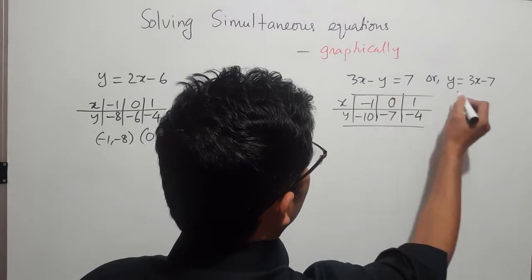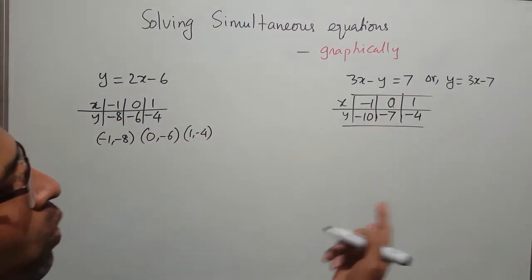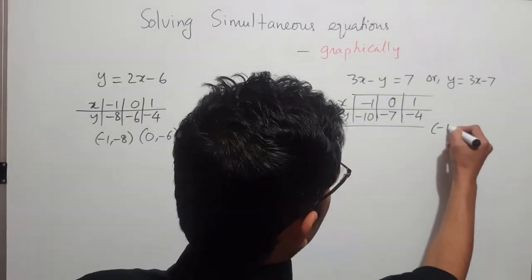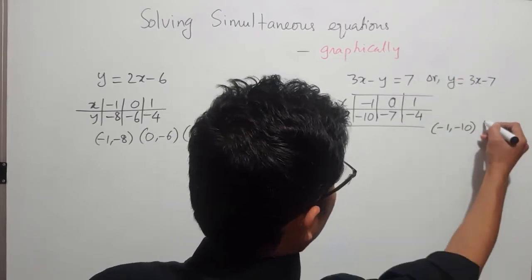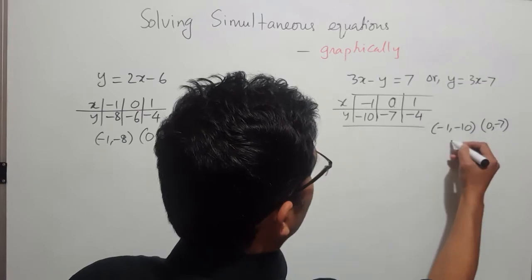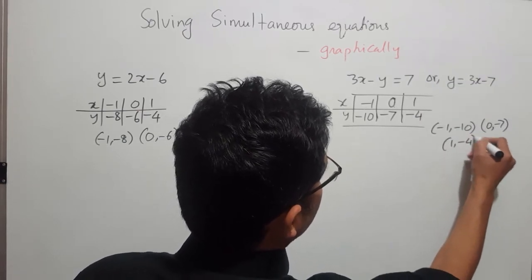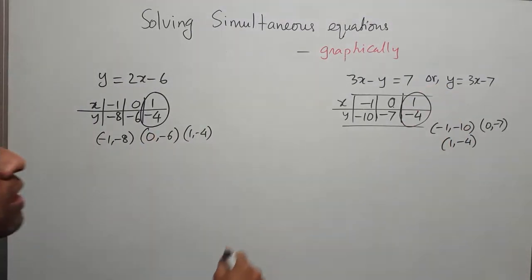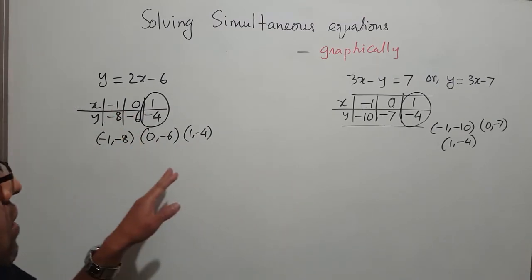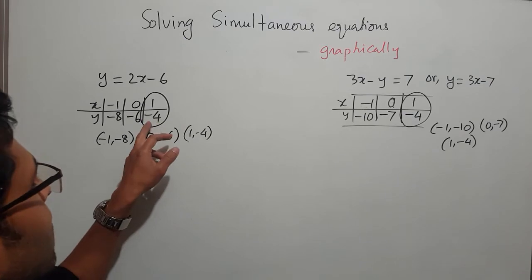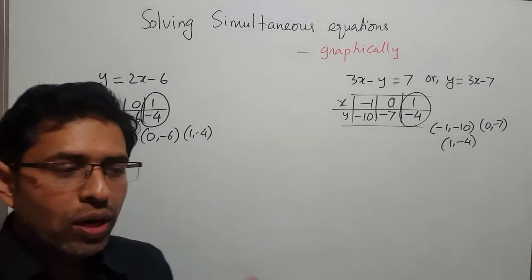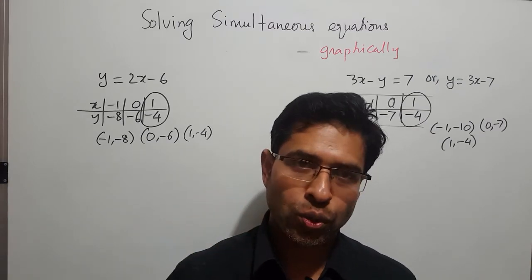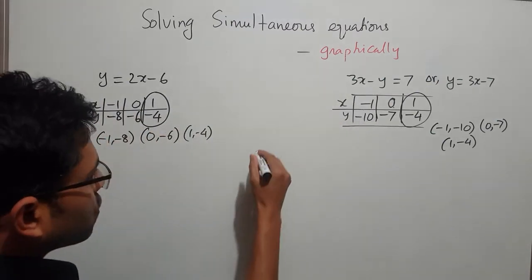Okay, so now here also you can see minus 1, minus 10; 0, minus 7; 1, minus 4. Minus 1, minus 10 is a solution for this equation, and 0, minus 7 is a solution for this equation, and also 1, minus 4 is a solution for this equation. So we have 1, minus 4 here, and we have 1, minus 4 here as well. So it means if I make straight lines, we will find that these two lines will intersect at the point 1, minus 4. So when we are solving two equations by plotting them, the solution is basically the intersection point between these two lines. Okay, let me just show you in the graph.